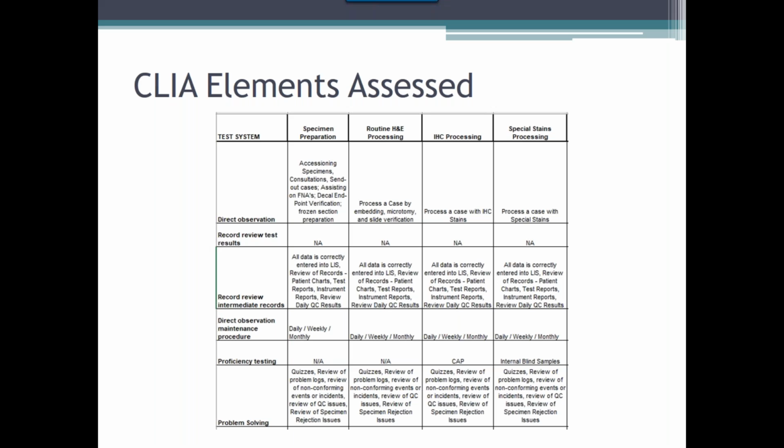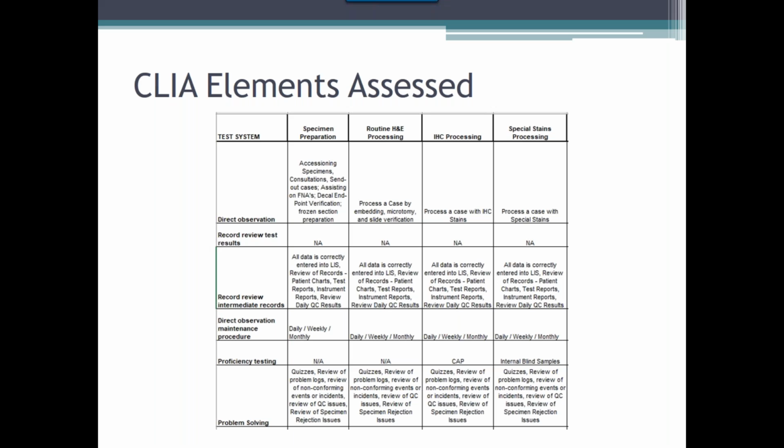So for the other three areas that are listed here, routine H&E processing, again, is much the same as far as what we do for each element. That direct observation is critical. The person who's assigned to competency will watch someone go through the process of a case from the embedding to the microtomy and then to the slide verification piece after the H&E slides come off of the stainer.